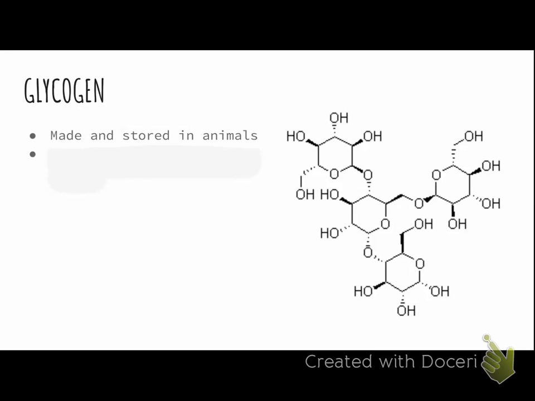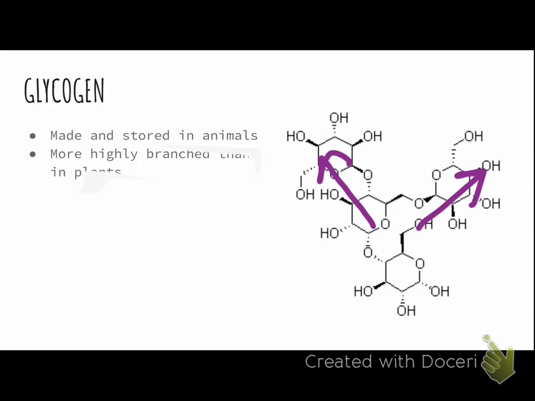So the other one, also similar to the starch, is the glycogen, and you can see that it's similar in the way that it branches. So we have some branching this direction, we have some branching this direction. So that's where those two are similar. It is a little bit more advanced in the branching than it is in plants, and you will find glycogen in animals.